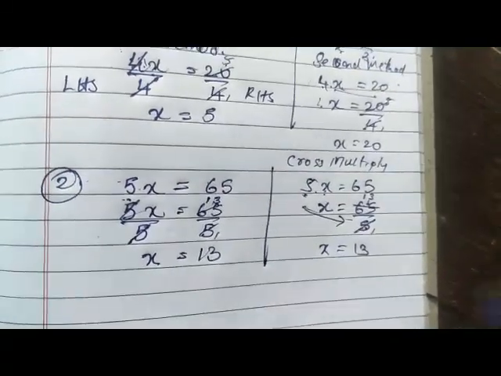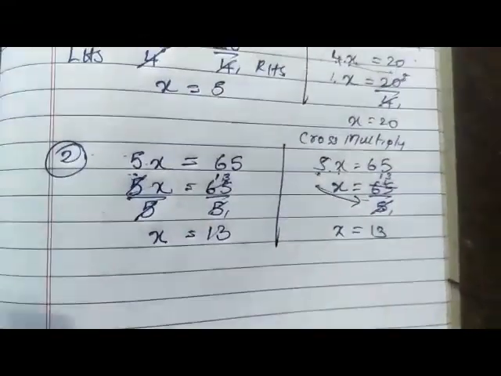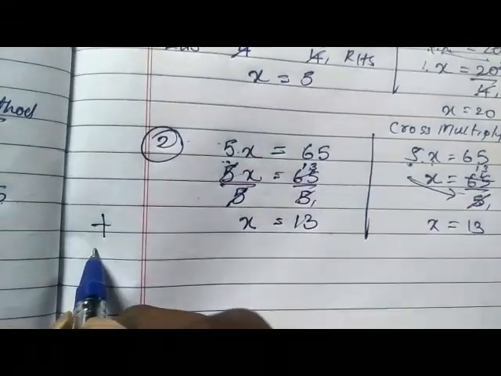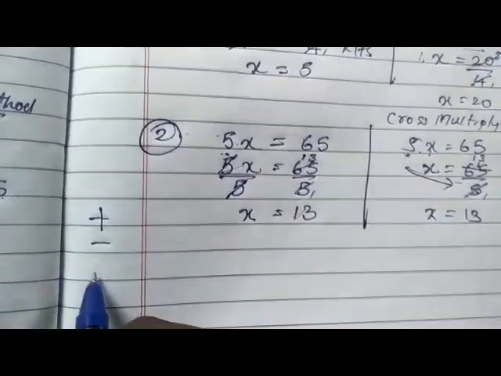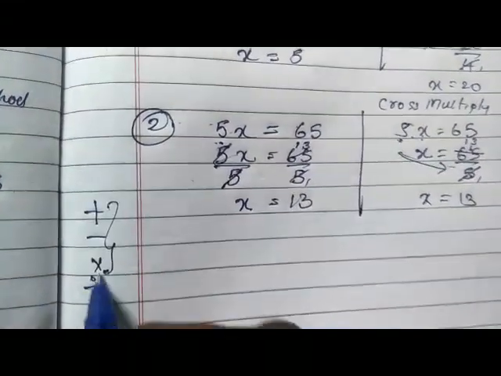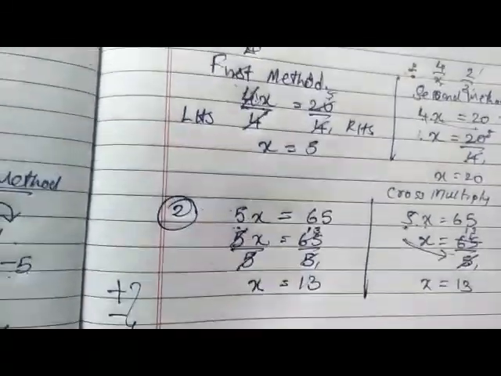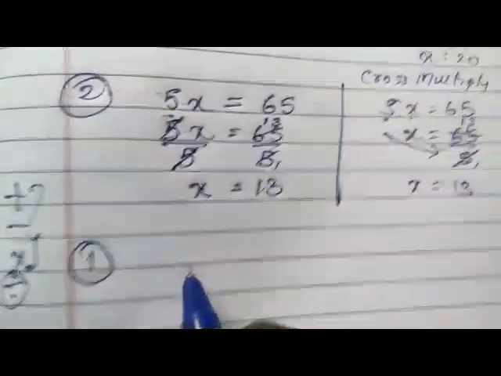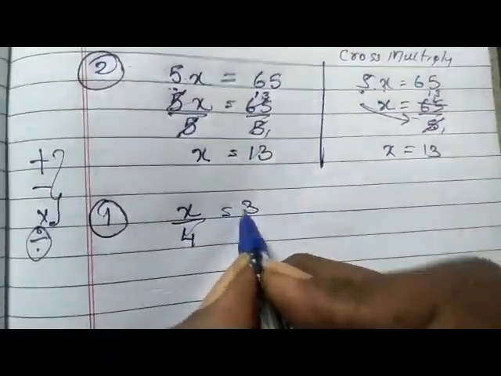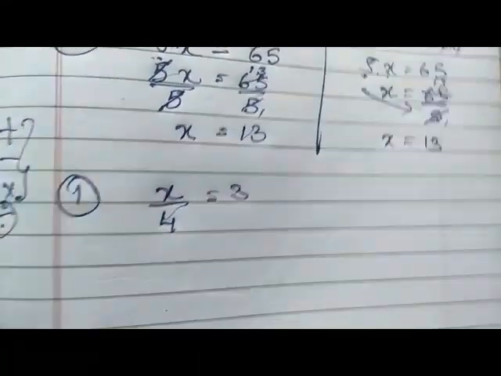I hope you understood very well. Right? There are a total of 4 methods. One is addition, subtraction, multiplication and division. So these 3 methods I taught you. Now we'll do the division method. Now divide method. X upon 4 is equal to 3.